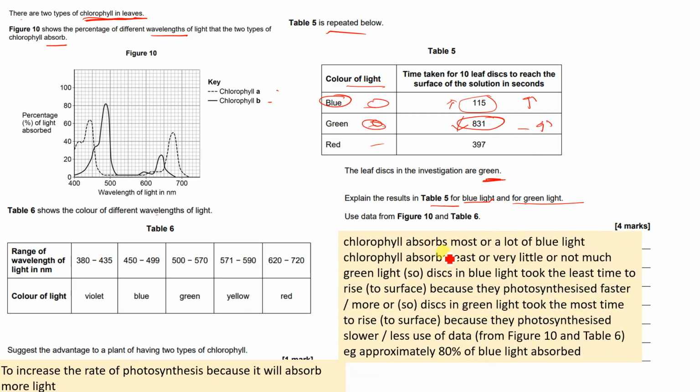So chlorophyll absorbs more, or lots of, blue light. Chlorophyll absorbs least, or very little, green light. So discs in blue light took the least time to rise to the surface because they photosynthesize faster, or they photosynthesize more. Discs in green light took more time to rise because they photosynthesize slower. From figure 10 and table 6, you can see that approximately 80% of blue light is being absorbed, and the time taken is just 115 seconds.